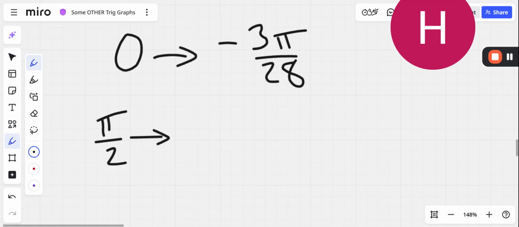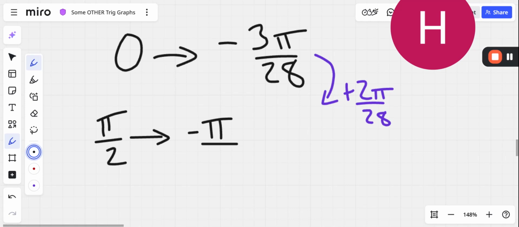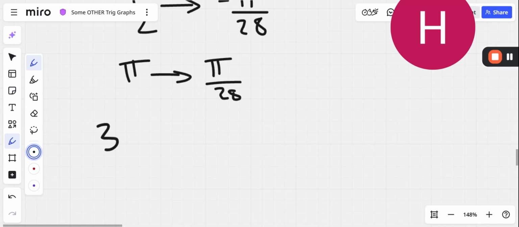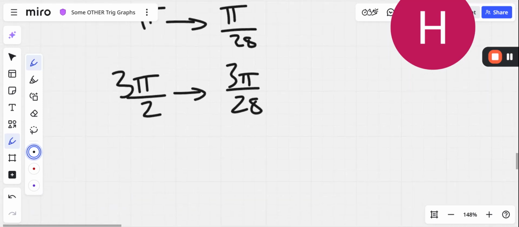The next quarter mark just adds 2 pi over 28. See how easy that is to do? It's very easy to do now. Now we end up at -1 pi over 28. And then we're going to add 2 pi over 28 again. This would be at positive pi over 28. And then we're going to add 2 pi over 28 again, and this is going to give us 3 pi over 28. Kind of symmetric so far. And then we're going to go forward again, and this is going to give us 5 pi over 28.